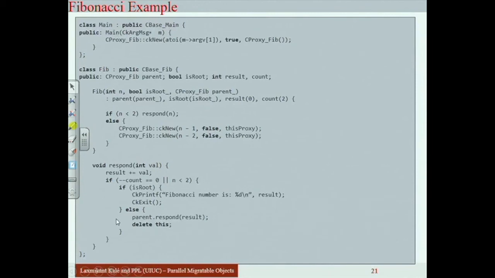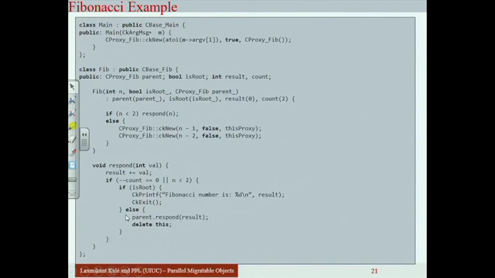which in this case will call the respond method. Otherwise, create two chares with n-1 and n-2 with again false, because obviously if I'm creating chares, then they are not the root. And so false, and you provide to them your proxy. So this proxy, analogous to this, is a globally valid reference to me. And so you pass that reference as the third parameter here.